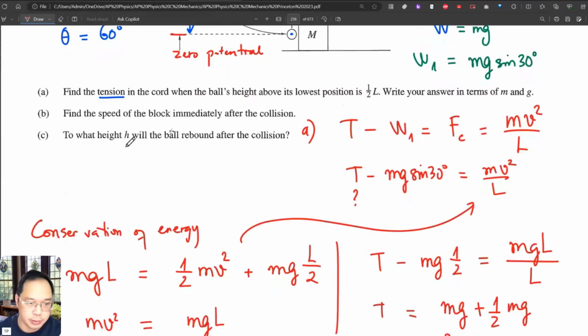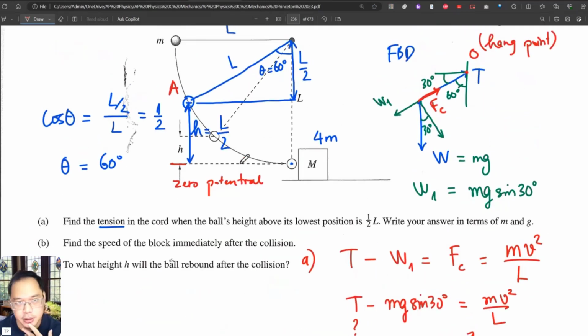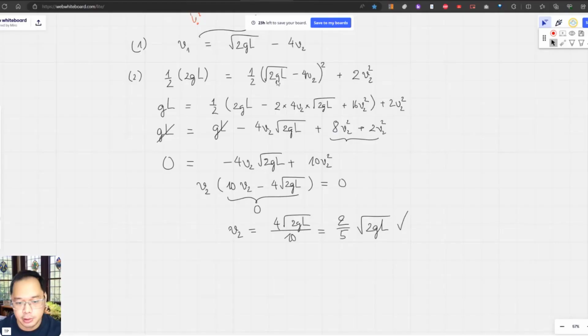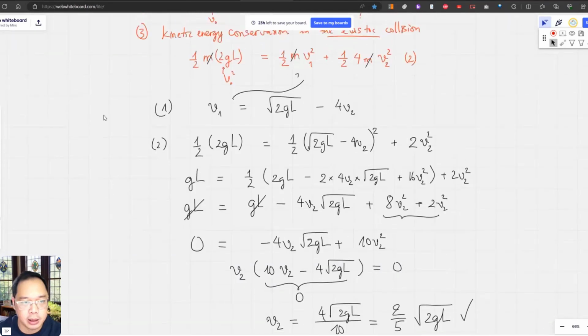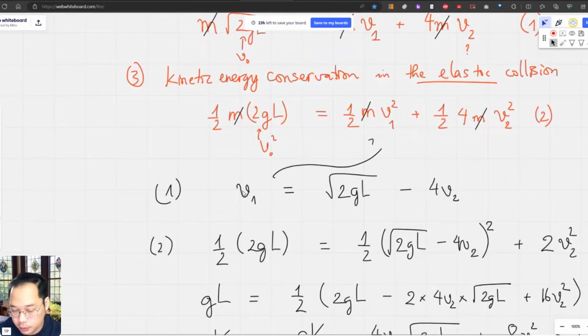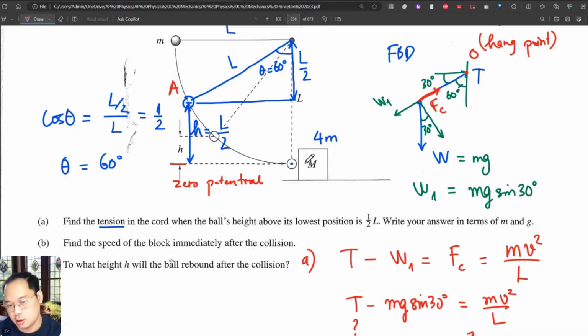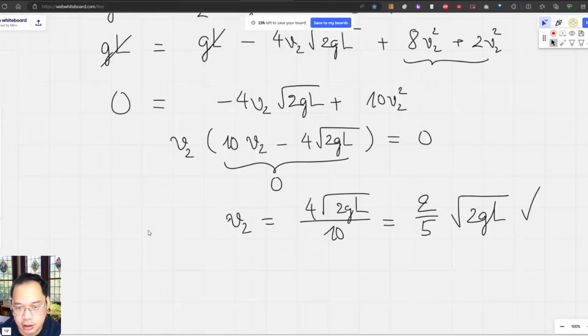To what height will the ball rebound after the collision? The last one is easy because now we have v2, so we can plug back into this equation to find v1, meaning the speed of the ball bouncing off to the left from the block, and then use the conservation of energy again. The kinetic energy of the ball after bouncing will convert into the maximum potential energy, and we can find the maximum height that it goes up after bouncing.